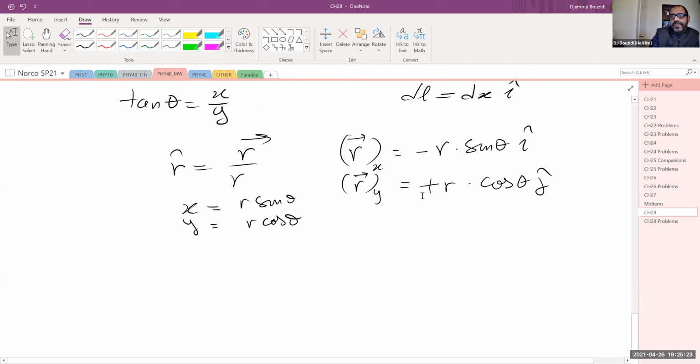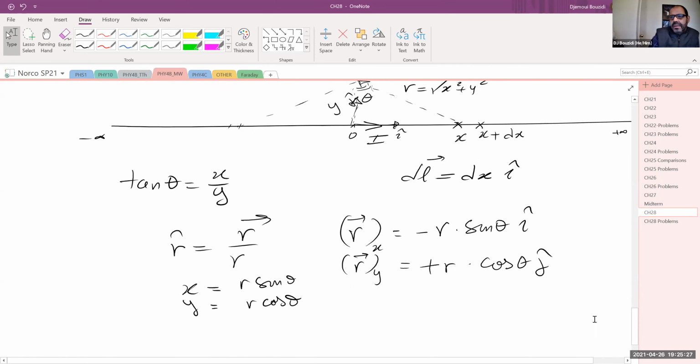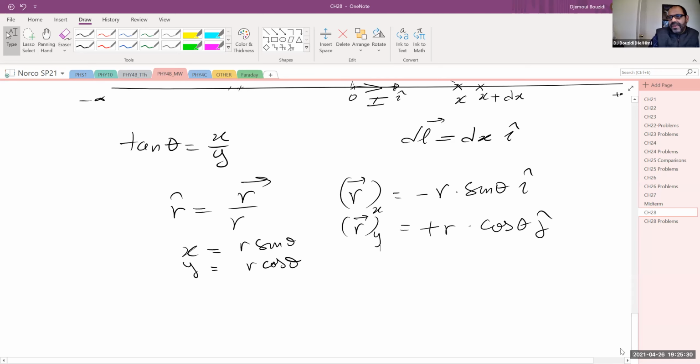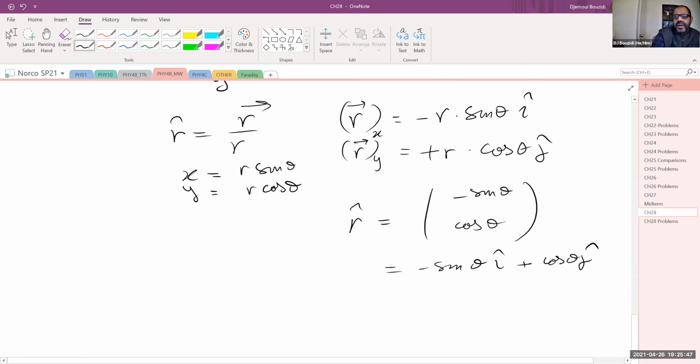Okay, so again, when you divide R by R, the R cancels and the vector R hat itself will simply be equal to the vector whose components are minus sine theta and cosine theta. Okay, in other words, it's minus sine theta i hat plus cosine theta j hat.